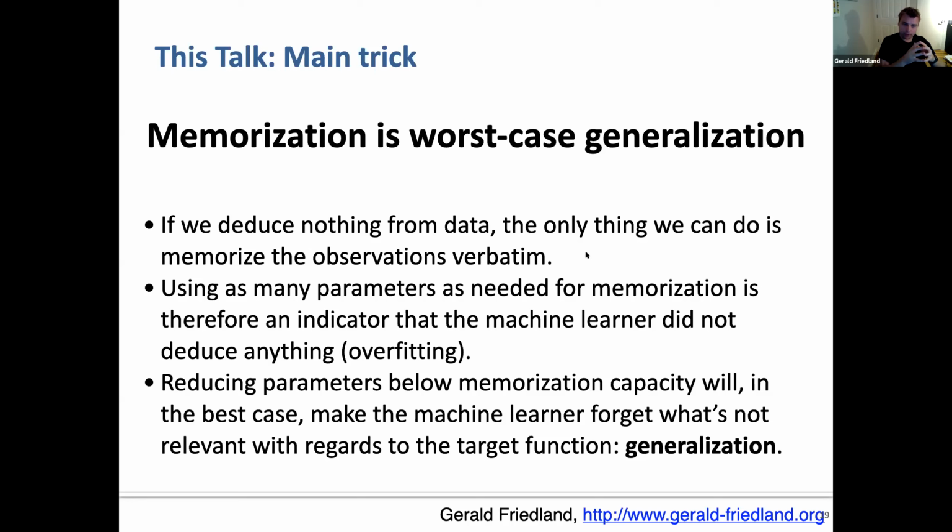So what it means is we need to reduce parameters below the memorization capacity. And that will tell us upfront, before doing train and validation, that we can generalize.